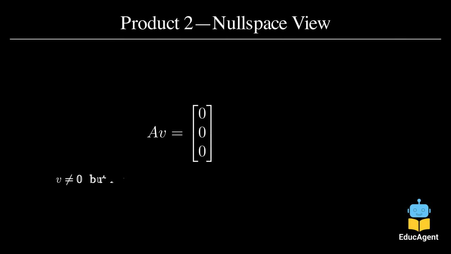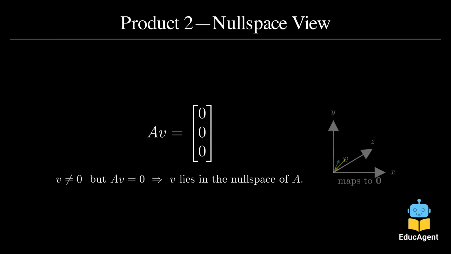That means A collapses the direction V completely. Non-zero in, 0 out. Even in a simple sketch, you can see the idea. A real 3D vector gets sent right back to the origin.